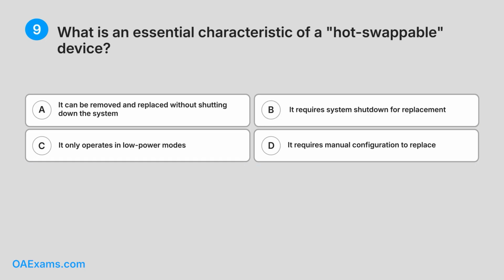9. What is an essential characteristic of a hot swappable device? A. It can be removed and replaced without shutting down the system. B. It requires system shutdown for replacement. C. It only operates in low-power modes. D. It requires manual configuration to replace. Can you guess the answer?